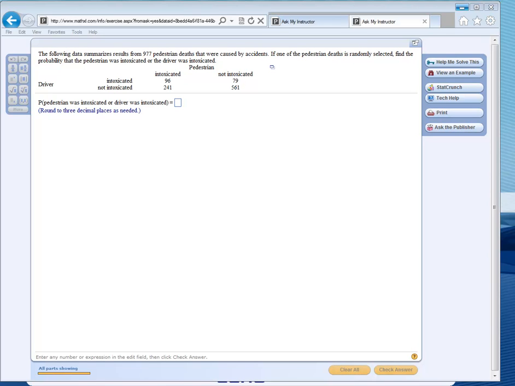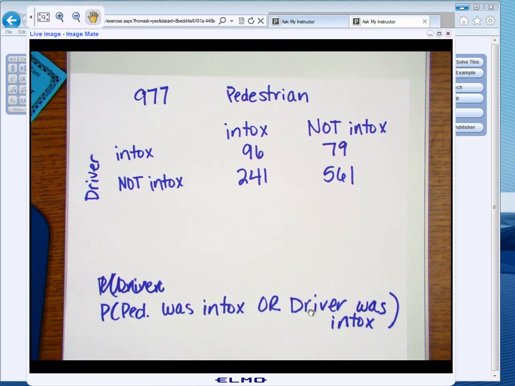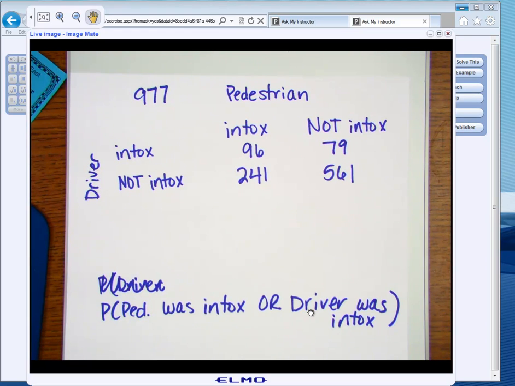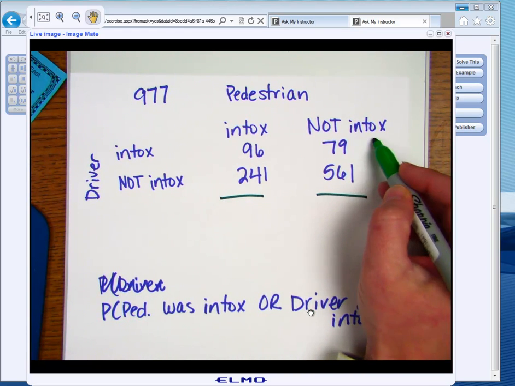Okay, so here is your question right here with your 2x2 chart. Let's look at this one: you're looking for the probability the pedestrian was intoxicated or the driver was intoxicated. So what I've done here is I've reproduced your chart. The first thing you're going to want to do when you get these 2x2 charts is do your row and column totals.